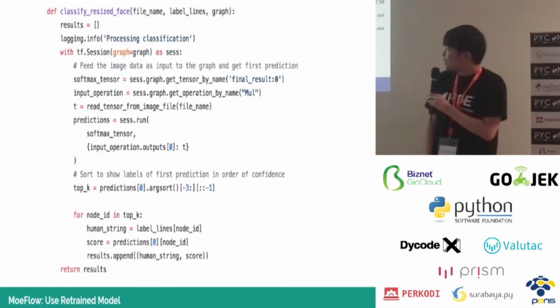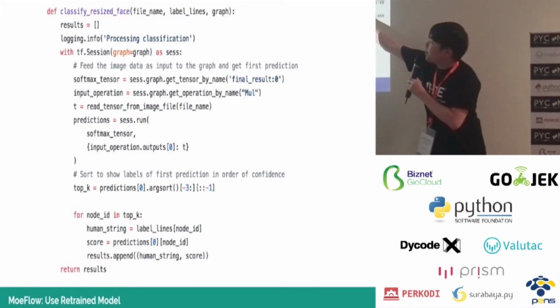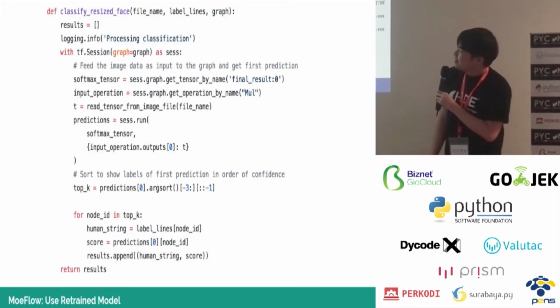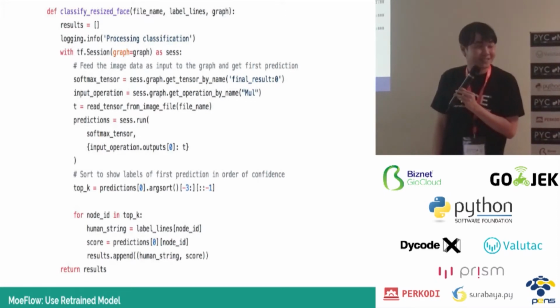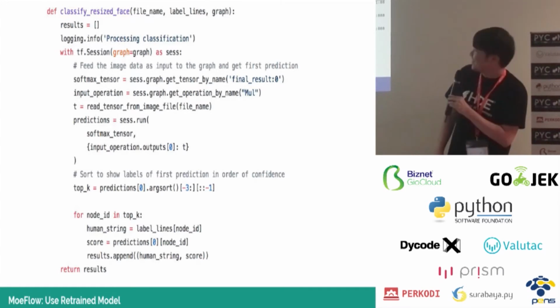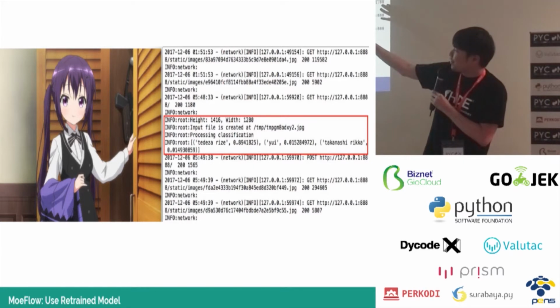So now you can see the result. I have an input image. It will read the image, resize the image, and do the classification with the top 3 predictions. Does anyone know this character? No? Okay. Basically it says this image probably has the name of Teddy Zarise with a confidence of 0.89.